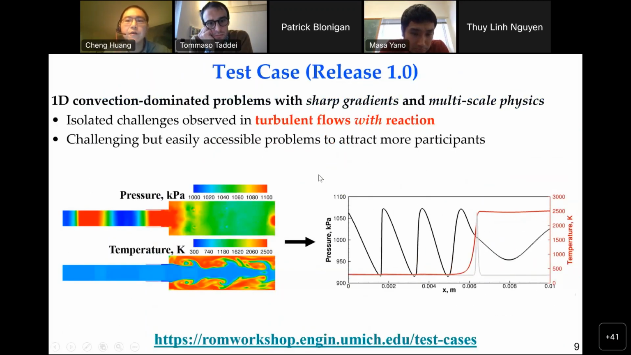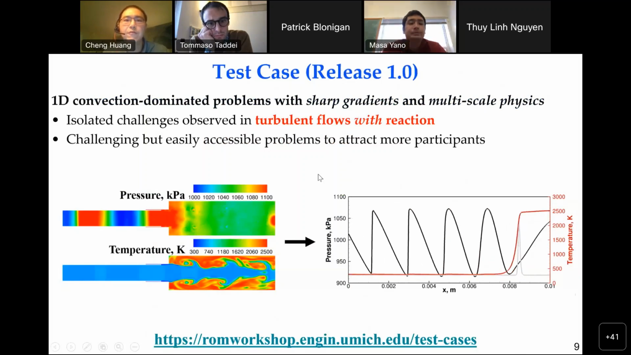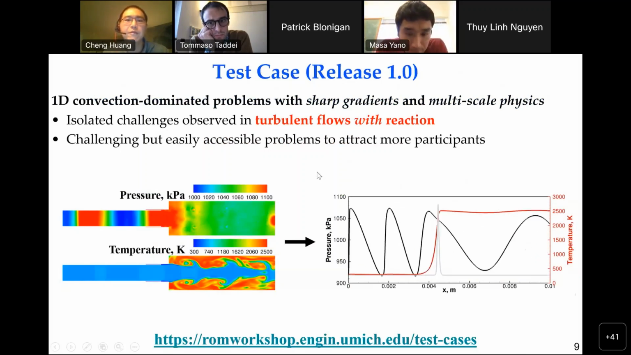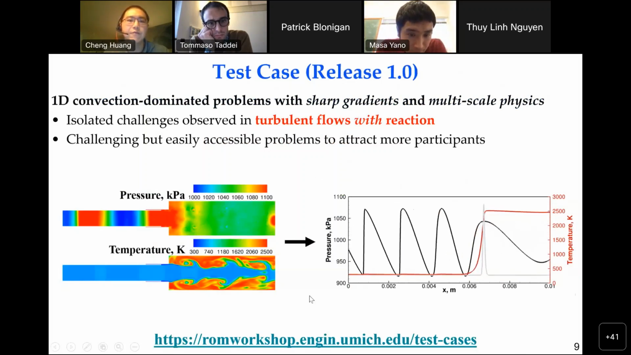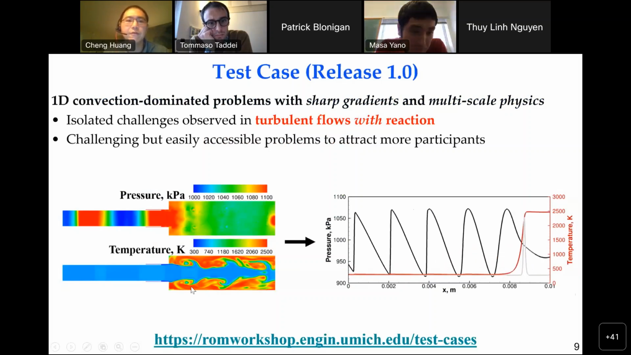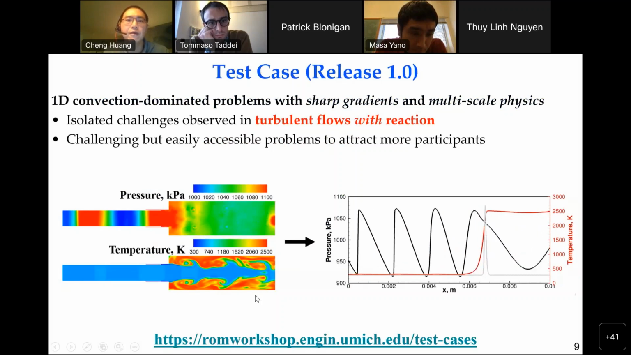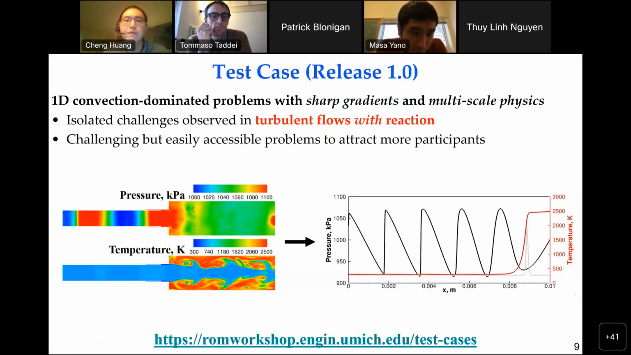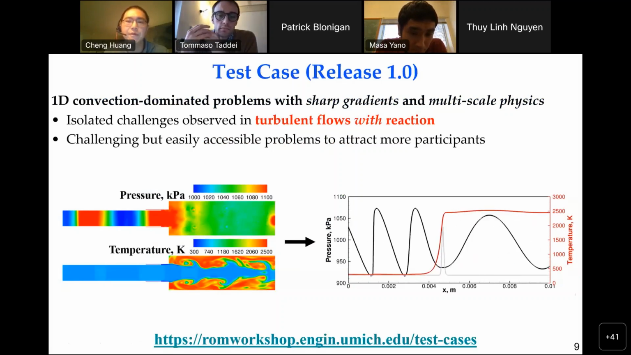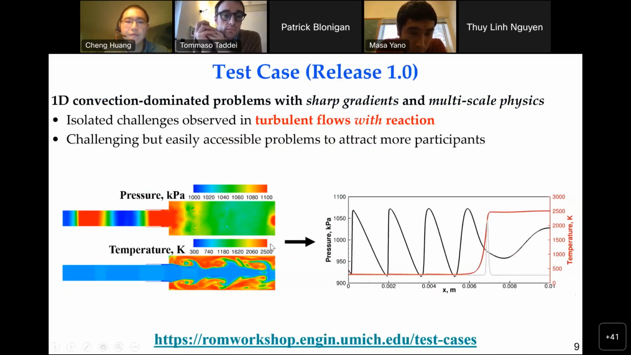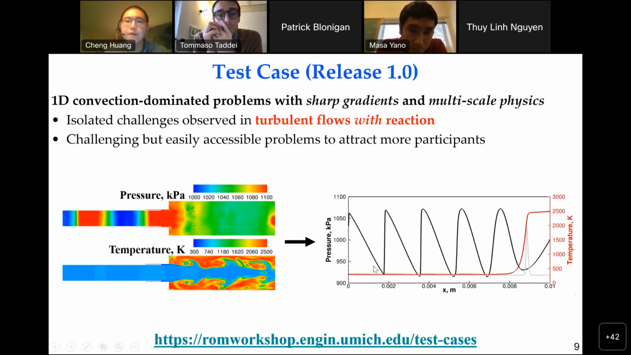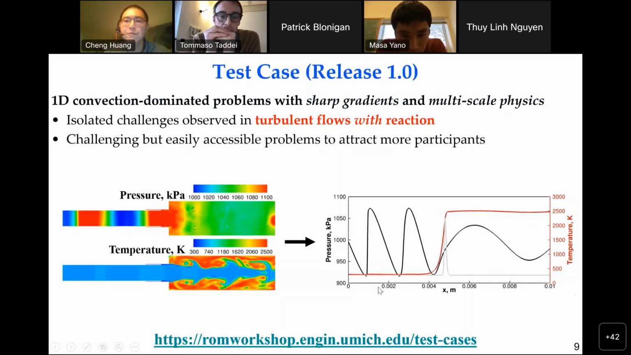So of course we are not expecting everybody to work on the 3D rocket engines as I show here. Of course, I'm not even showing a rocket engine here. This is a simple configuration with only one injector. We are not expecting everybody to work on that, but a lot of the challenging features that we see in 3D, I think, can be translated into this simple 1D problem.